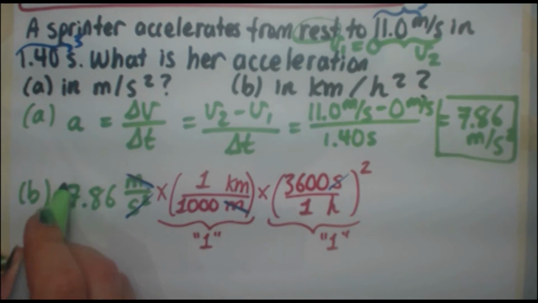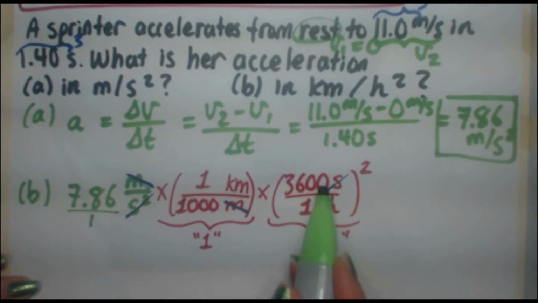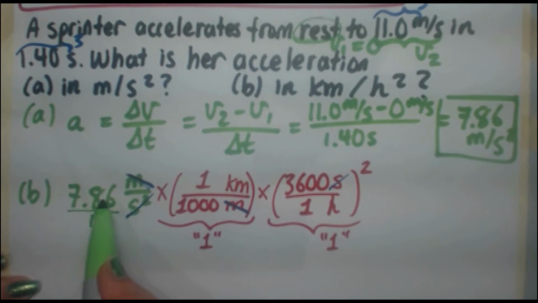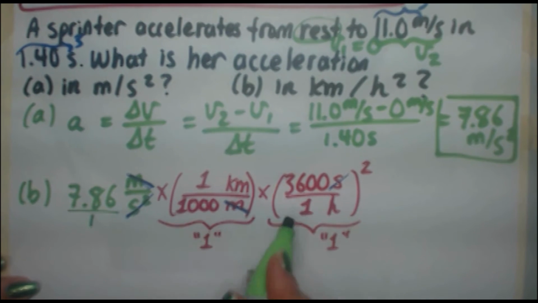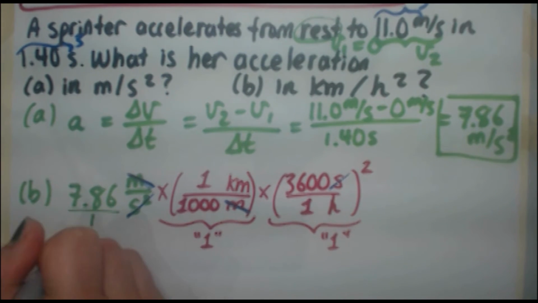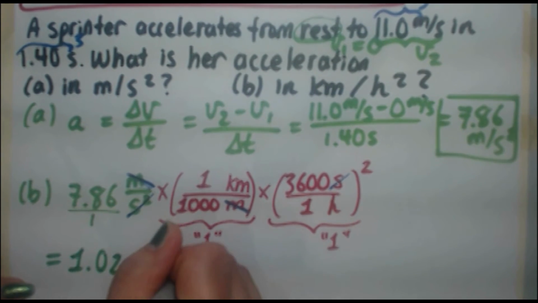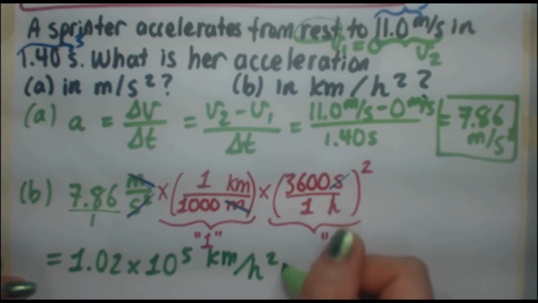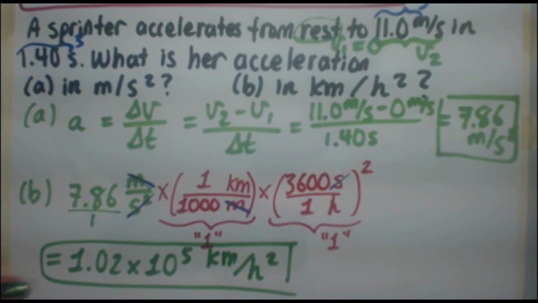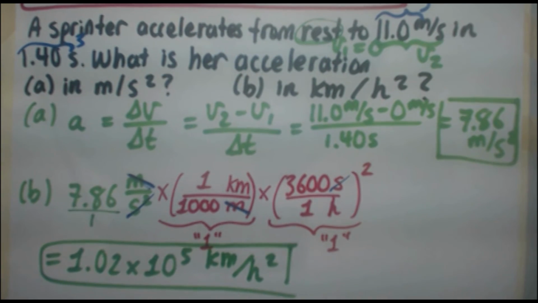Remember that this isn't a whole number, but if you wanted to write it as a fraction, you could write it over 1. Whenever you multiply fractions, you multiply all the numerators together over all the denominators multiplied together. So 7.86 times 1 times 3,600 squared over 1 times 1,000 times 1. If you multiply that whole number out, you're going to get 1.02 times 10 to the 5 kilometers per hour squared. Check, we've got 3 sig figs, so the number is accurate, plus we've got the right units, so we're done.